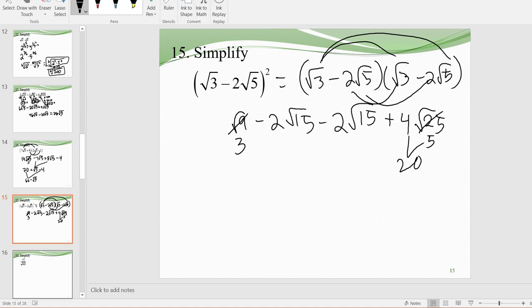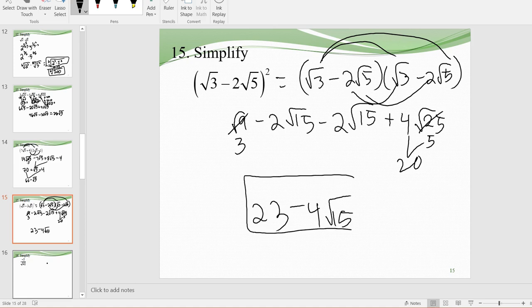So what do we end up with? 3 plus 20 minus 2 minus 2, how about minus 4 square root of 15? That's how I'd write that.